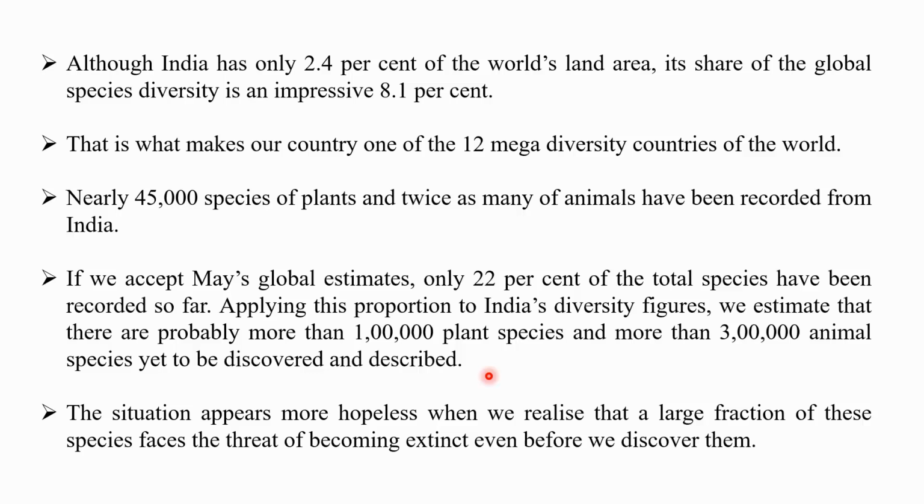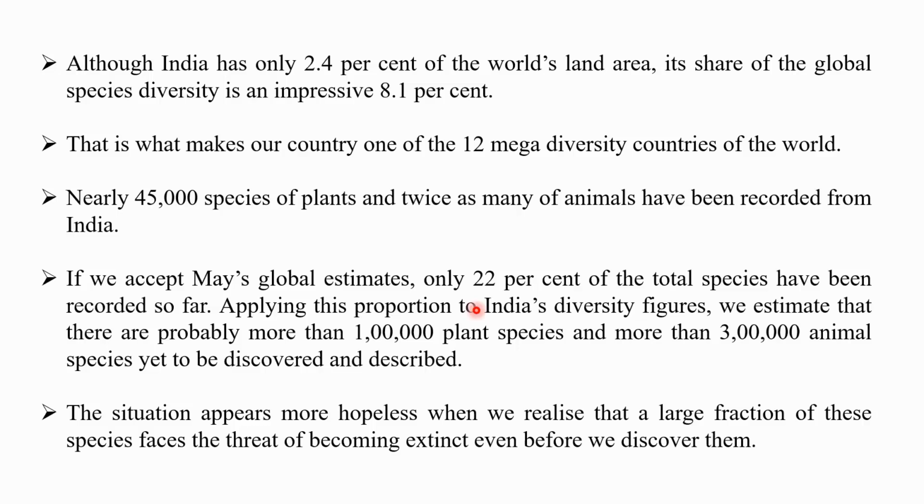So if we accept May's global estimate, there are still more plants, and the situation seems more hopeless when we realize a large fraction of these species already face the threat of extinction or are becoming extinct even before we discover them. So there might be chances that certain species have already become extinct before we have actually described them. This is one of the fears that we have, that we might not be able to discover those species in future.